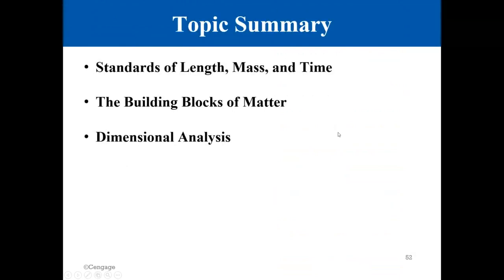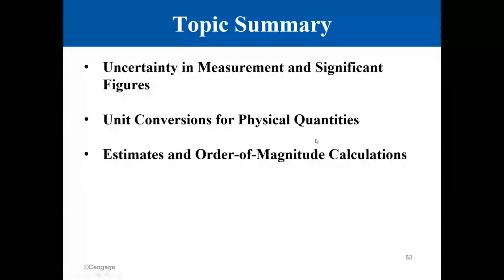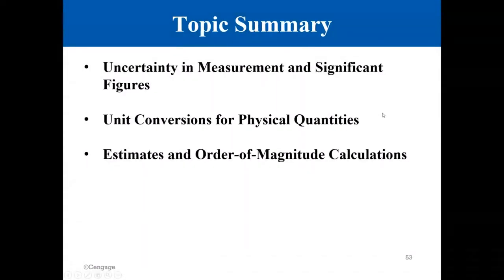So in this chapter, we learned about the standards of length, mass, and time. We learned about matter. We learned about measurements in general. We learned about a few techniques that we use to check on things like dimensional analysis. For any equation to be correct, the dimensions of both the left and right sides need to be the same. We learned about significant figures, how we represent the result for any measurement that we do. We learned how to convert between systems of units and how to estimate the order of magnitude for our results.